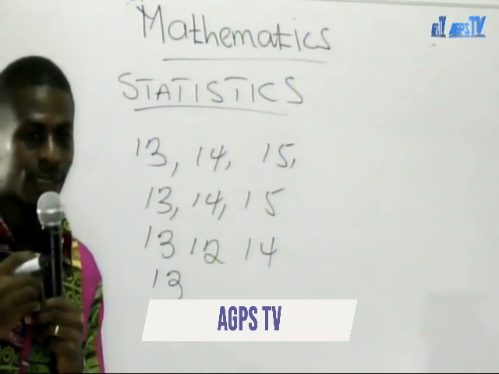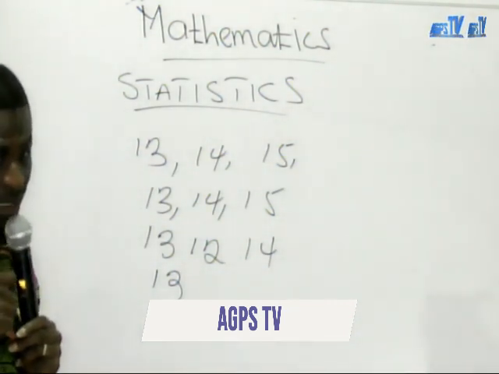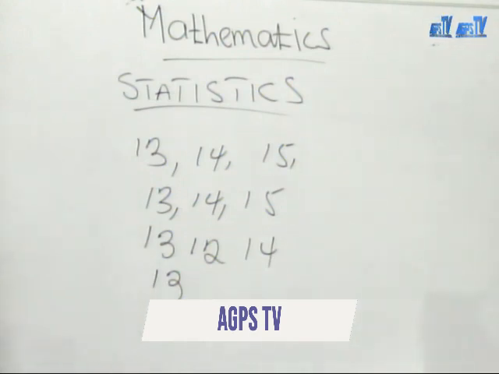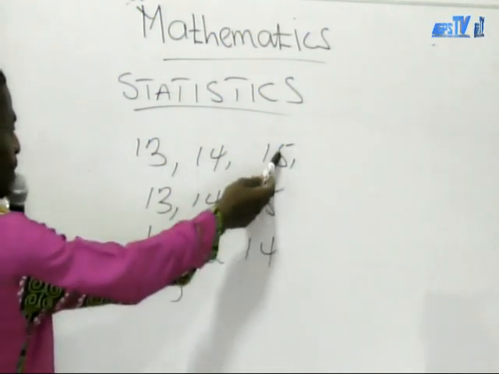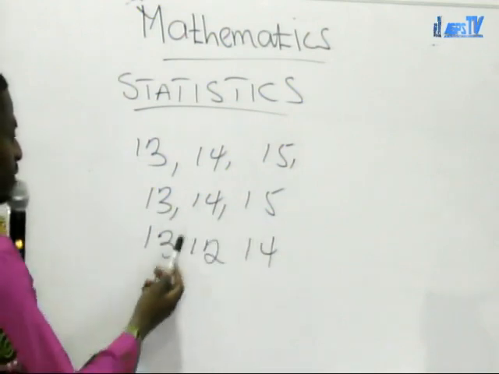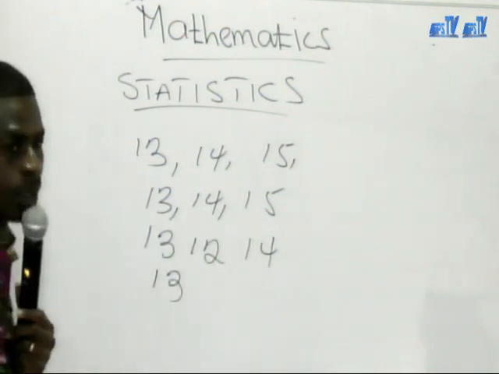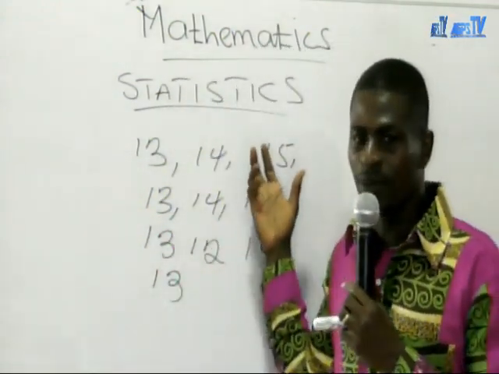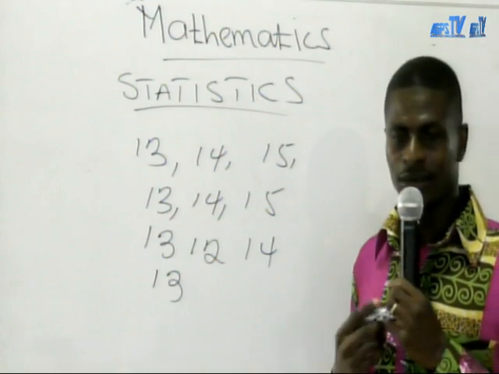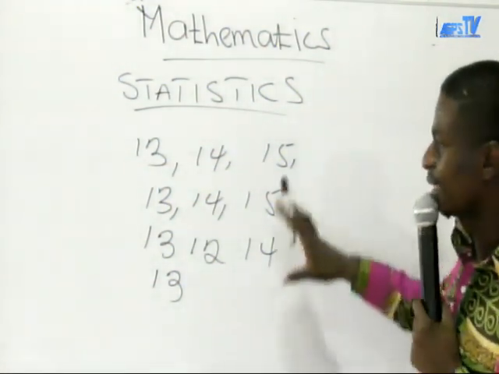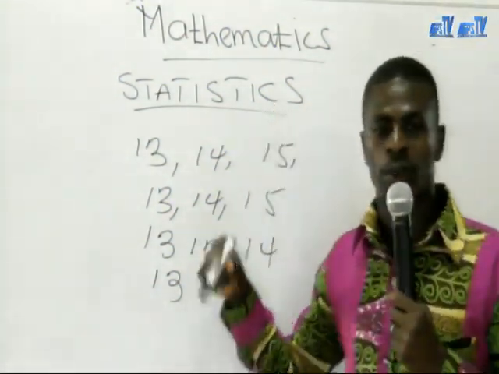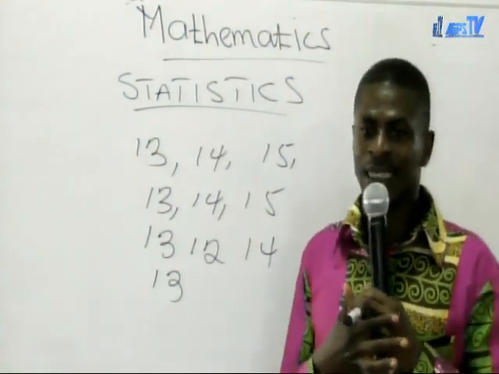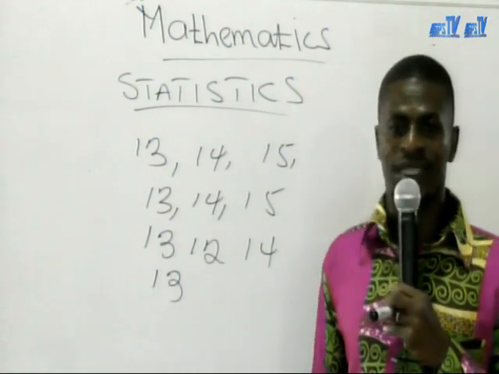So let us consider these as the ages of my 10 students in class. So one person is 13, 14, 15, 13, 14, 15, 13, 12, 14, 13. So basically, these are the ages, and this is the information that I needed. Now, after I have collected this information, I should be able to process it so that I can present it graphically.